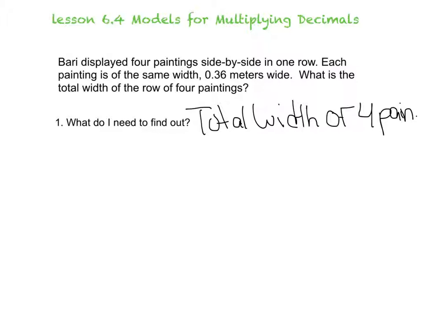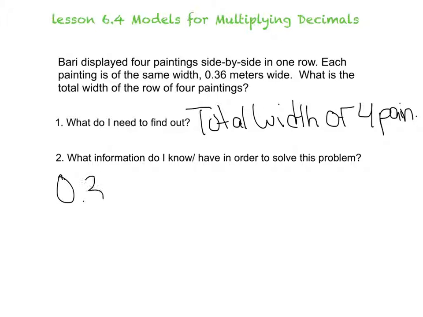What's the next thing I need to find? Or actually, what information do I know or do I have in order to solve this problem? Because every word problem is going to give me enough information in order for me to solve it. So let's go back and take a look at our problem. Well, I know that the pictures are 3600 meters wide, so I know that I have 3600 meters. What else do I know? I do know that I have 4 paintings.